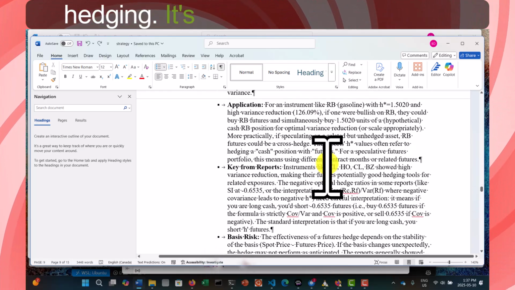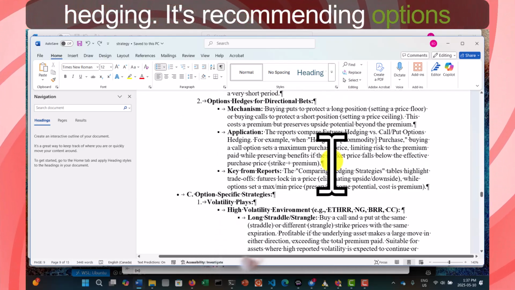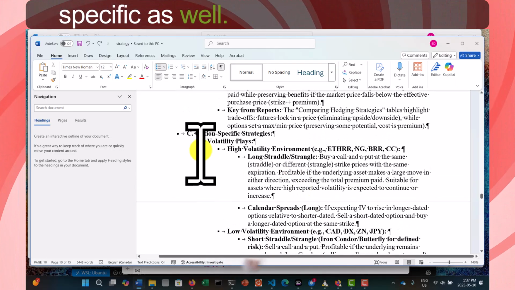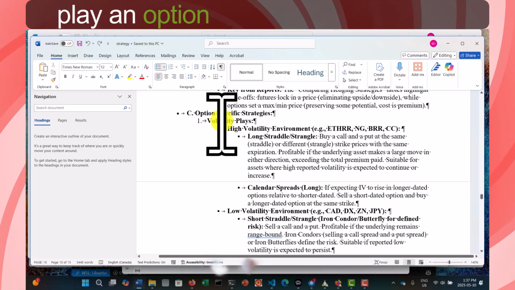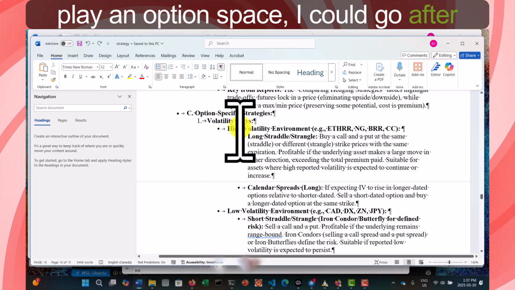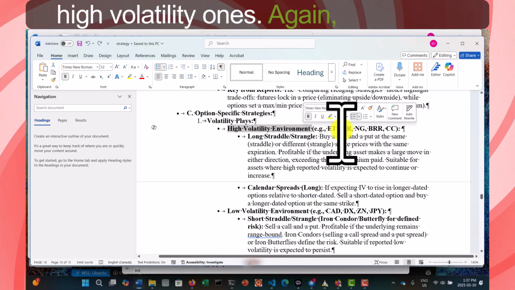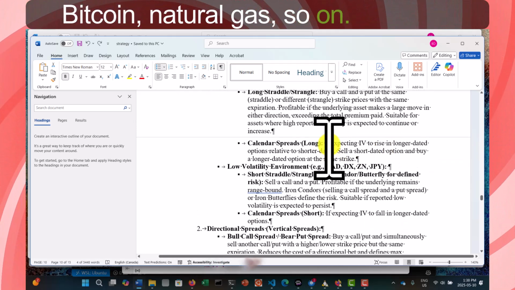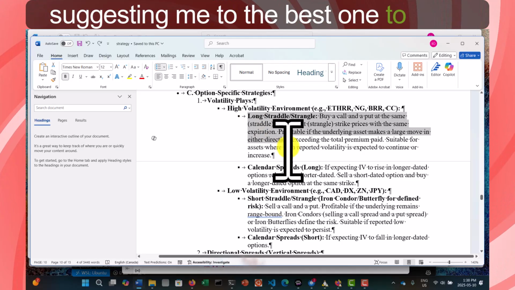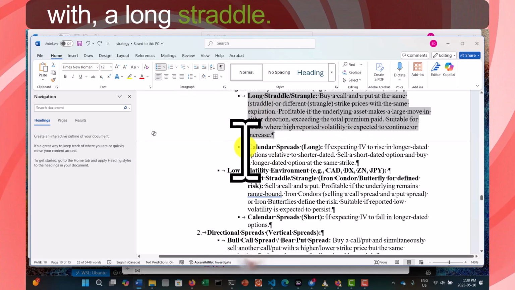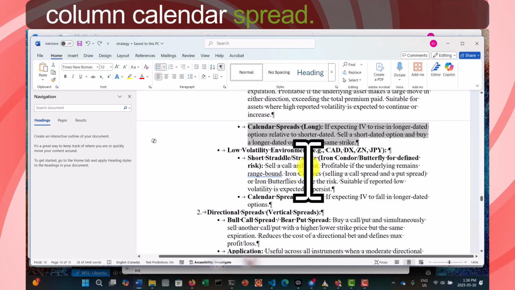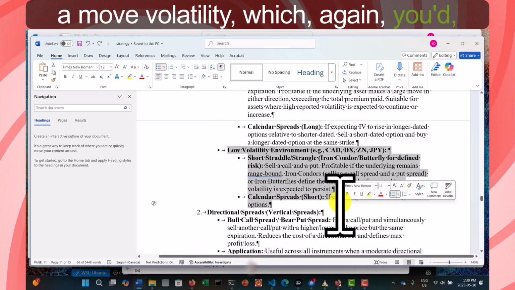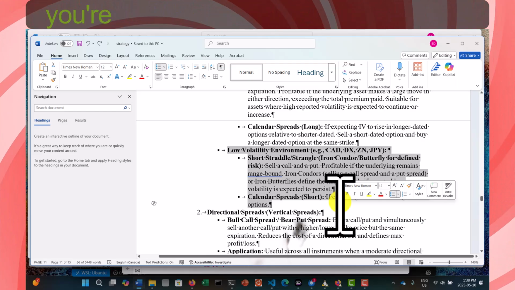Here's some hedging it's recommending. Option specific as well. So if I wanted to just play in the option space, I could go after high volatility ones. Again, Ethereum, Bitcoin, natural gas, and so on. Here it's suggesting maybe the best one to work with, a long straddle. Also, maybe do a calendar spread if I want to do low volatility, which you'd run depending upon what age you're at.